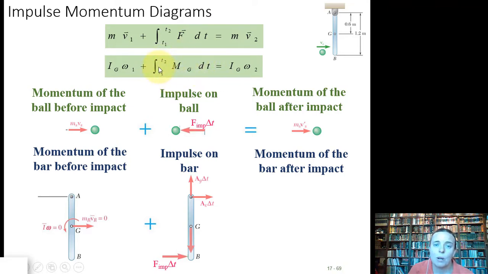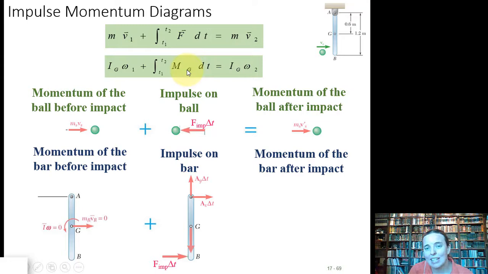And we can decide what point would be best to take the moment around, if we're going to leave that around the center of gravity, or maybe for this one, it would be better to take the moment around point A. Because if you take the moment around point A, you don't have to worry about the forces at A, so it's a lot easier. And it's just like statics.